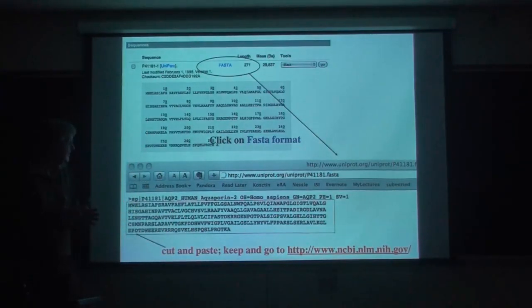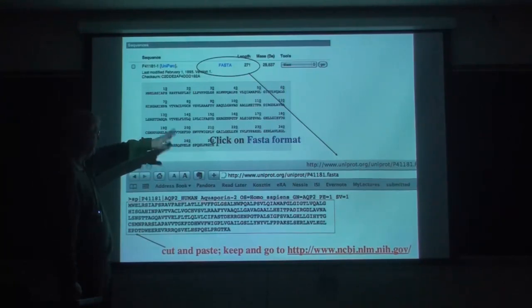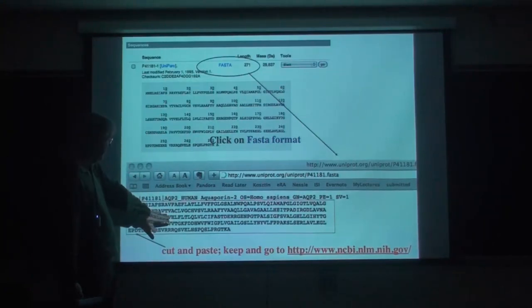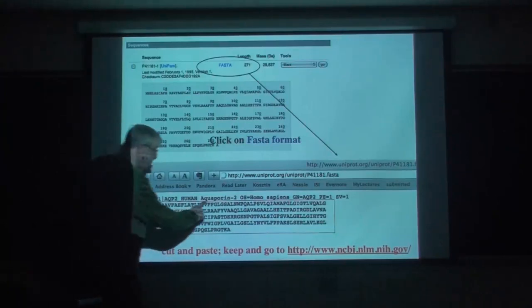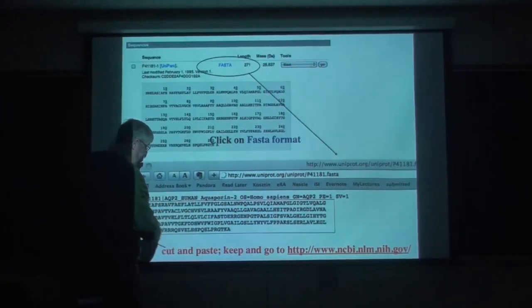For the computer, you want the sequence all in one line without interruptions. So this is why you now take a different format that's good for the computer, not for your eyes. It's called FASTA. That is the standard format, and you click on FASTA, and then it gives you this. This is the next screenshot. And now you see the same, but all in a continuous line.